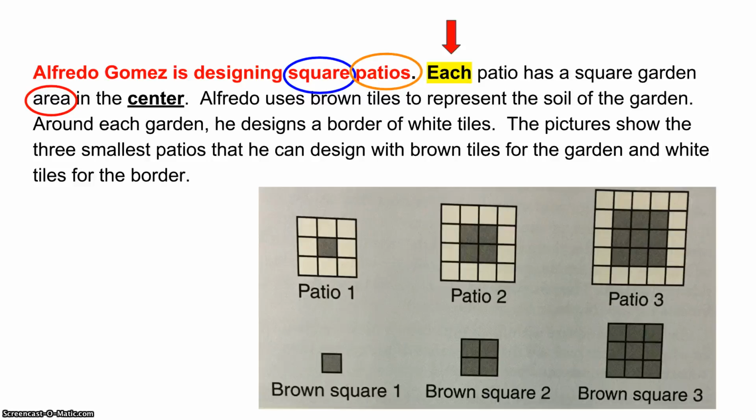The word center also describes where we find the square garden area inside the square patio. This is an important directional term to describe its location, as we represent our gardens using manipulatives or pictorial representations. We can also begin to visualize what the patios look like as we read and work through the problem.